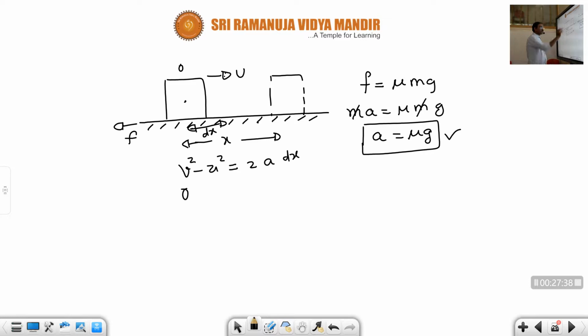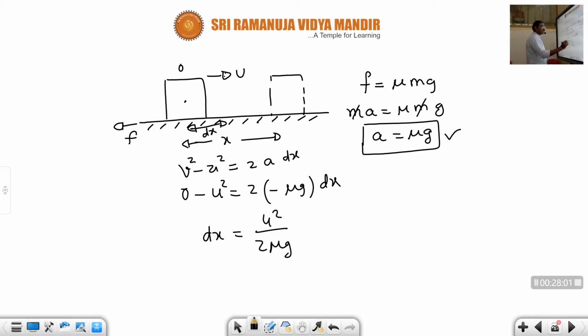Here v is equal to 0, the final velocity, so minus u square is equal to 2 into acceleration, which is retardation. You can take it as mu into g into dx. And then negative and negative get cancelled. Now dx is the minimum displacement at which it can stop. Then dx is equal to u square by 2 mu g.